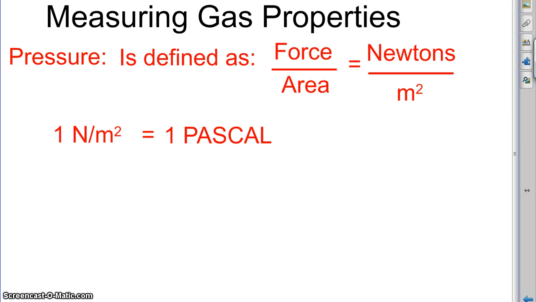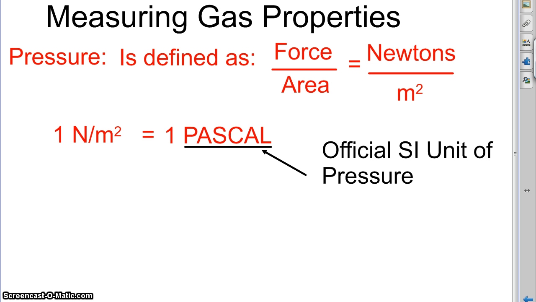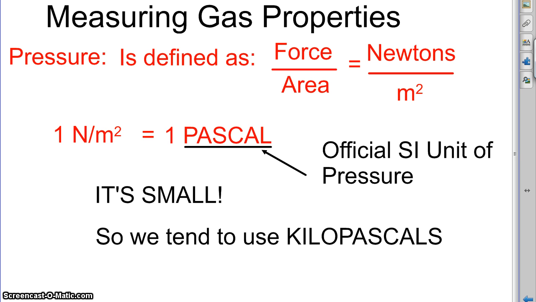Not very much. Pascals are really tiny units, so we tend to need to use a lot of them. It's a very small unit. So we tend to use kilopascals. We count them by the 1,000. So we abbreviate that kPa. So the most common gas unit, the SI unit, is the kilopascal.